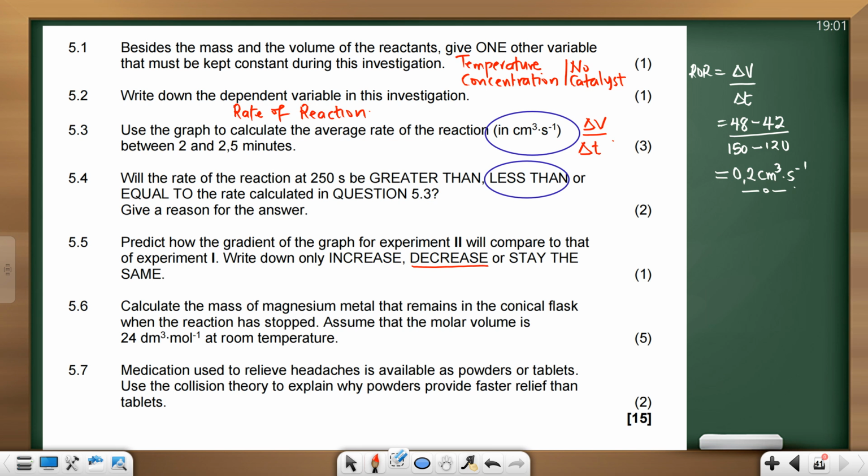Okay. All right, guys. May I please leave you with this stoichiometry to do for me now? I'm tired of talking. Calculate the mass of magnesium metal that remains in the flask. Assume that the molar volume is what? Please write down the molar volume they've given us. So they don't want us to go to the table. Molar volume is 24 dm³ per mole.